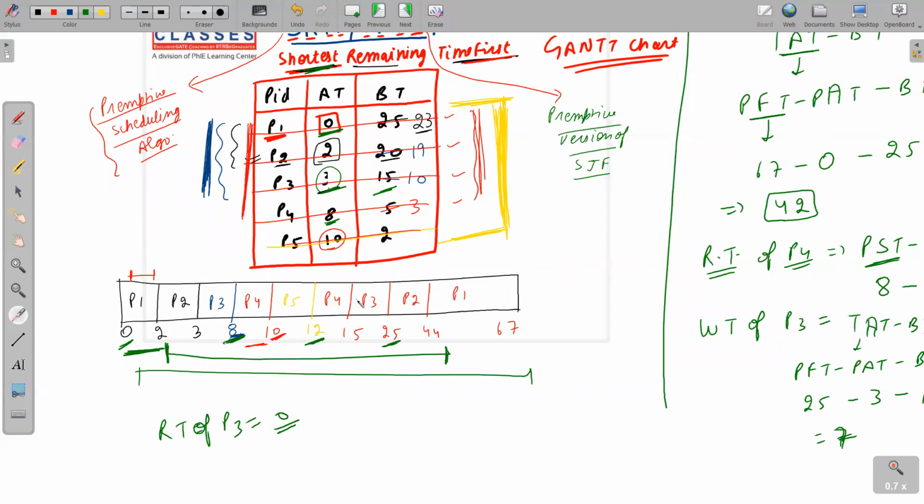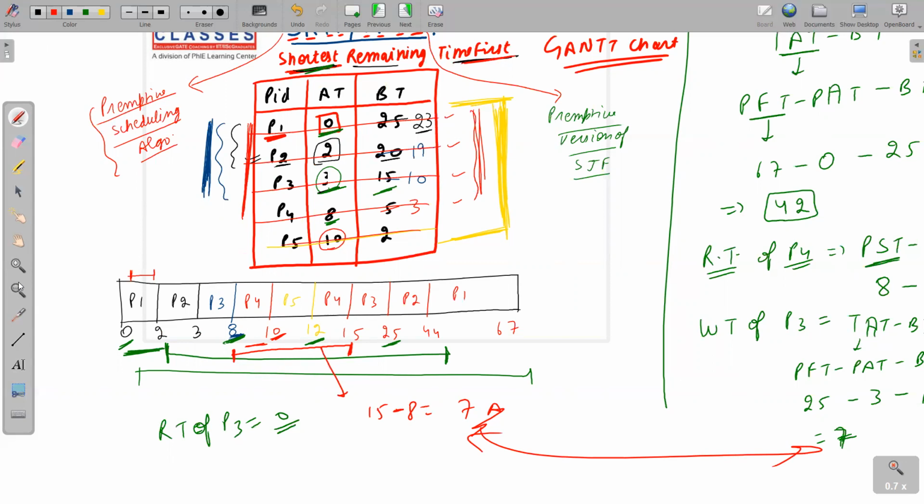And then P4, P5, P4 and so on, they were executed. So finally from 8 till 15, P3 has waited. So what is the waiting time? 15 minus 8, it comes out to be 7. So I have told you 7 only. I hope I have made the point clear why waiting time of P3 is 7.